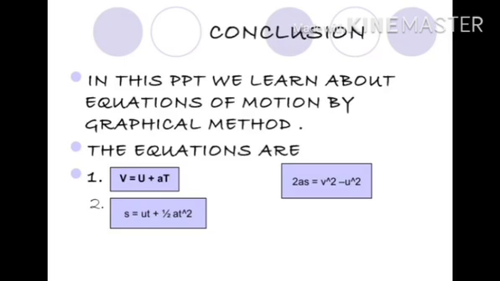Now equation of motion by graphical method means now we are going to discuss the derivation of equation of motion by graphical method. We know that the three equations are v is equal to u plus at, s is equal to ut plus half at square, and third is 2as is equal to v square minus u square.